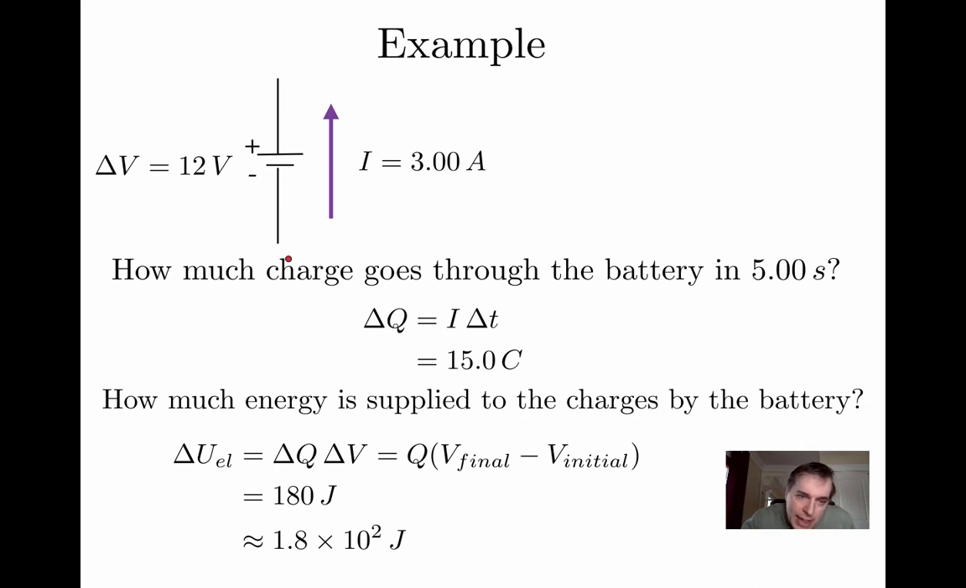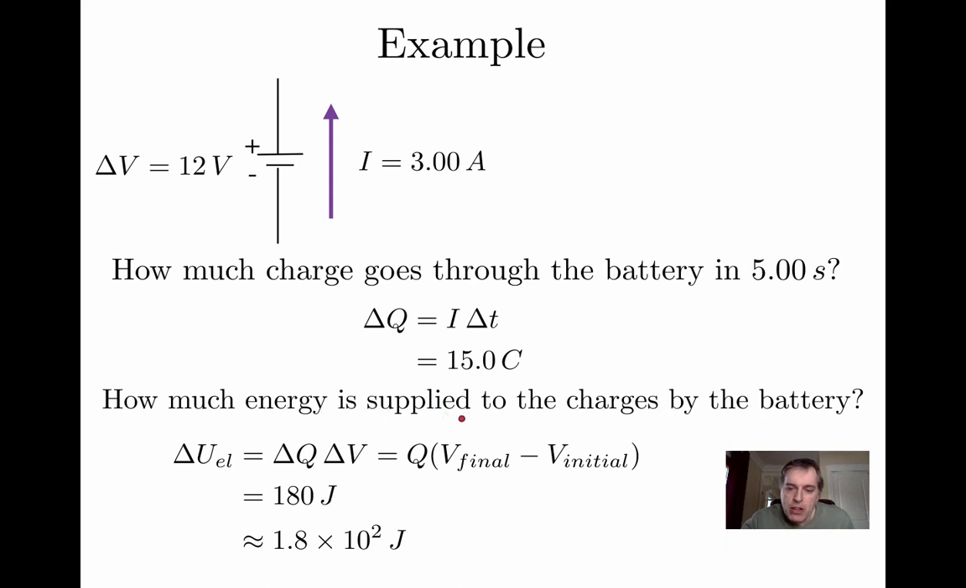If we were moving in that direction from top to bottom, then delta V would be minus 12 volts. But here we're moving from that side to that side, so delta V is plus 12 volts. So we take our delta Q, which was 15 coulombs, multiplied by 12 volts, and we get 180 joules, because it's an energy.